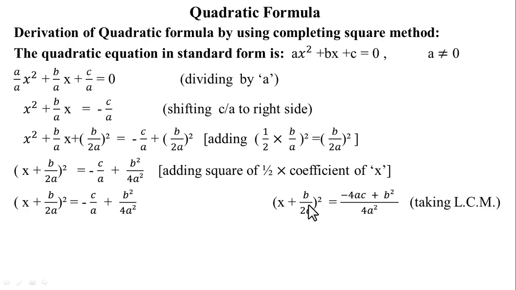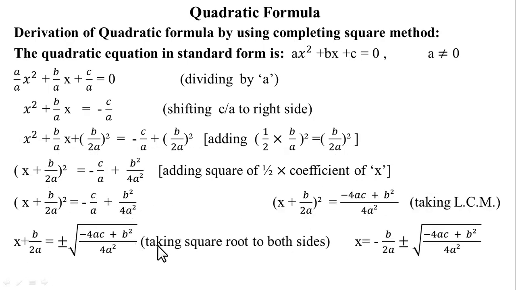Now this implies that x plus b upon 2a whole square is equal to, taking the LCM of this term, 4a square, so 4a square, minus 4ac plus b square. Then we have x plus b upon 2a whole square is equal to b square minus 4ac upon 4a square. Now taking the square root on both sides, x plus b upon 2a is equal to plus minus the square root of b square minus 4ac upon 4a square.